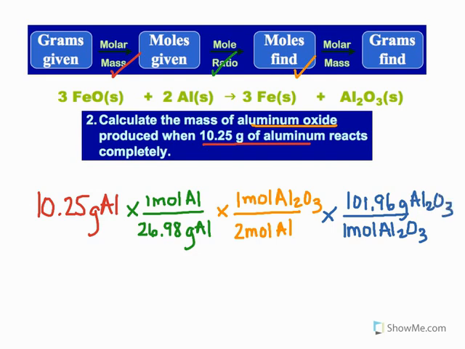And now let's take a look at this. The grams of aluminum cancel out, the moles of aluminum cancel out, the moles of aluminum oxide cancel out, and the only thing I have left is grams of aluminum oxide. Now we have a bunch of numbers here, but all you're going to do in your calculator is put all the numbers in the numerator and multiply them, and divide them by the numbers in the denominator. And when you do that, you should get 19.37 grams of aluminum oxide.